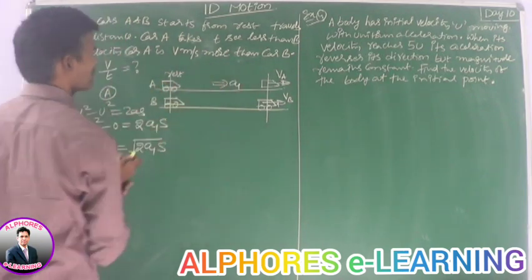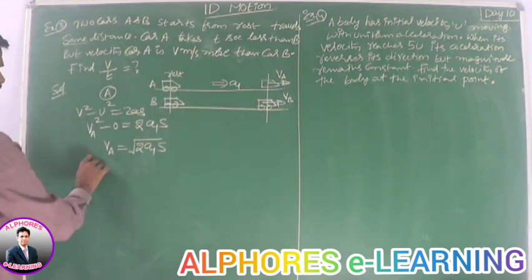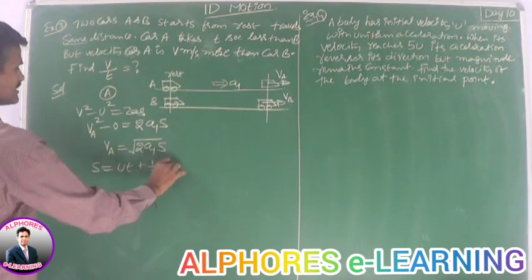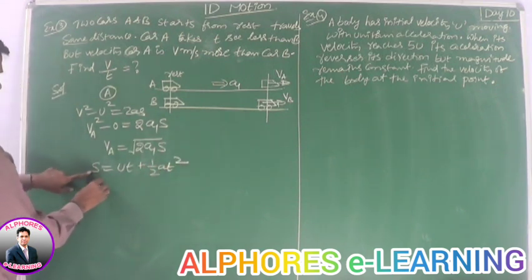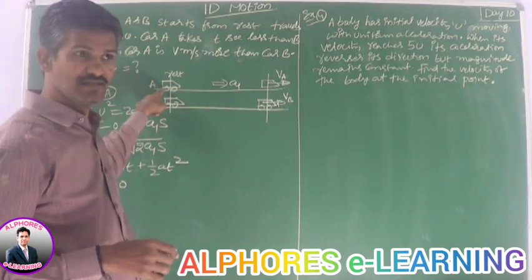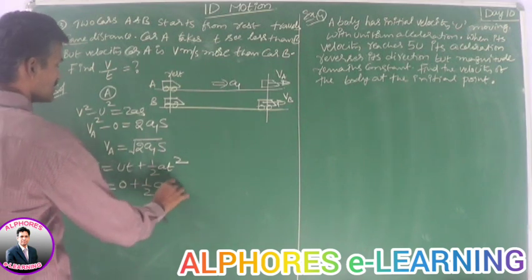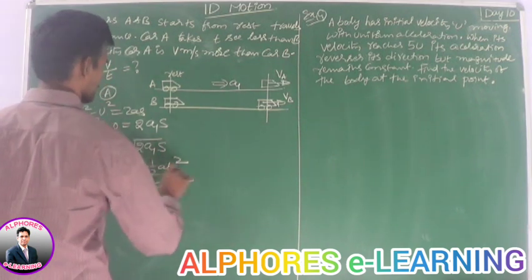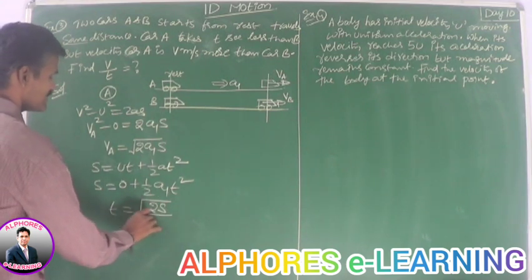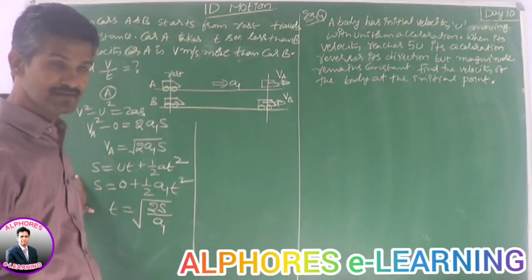Similarly, for car B, time taken. What is the time taken for car A? To calculate the time, I am using S is equal to ut plus half a t square. As U is 0 because both cars start from rest, this is 0 plus half of acceleration A1 into t square. So you can calculate this time as under root 2 into S by A1.